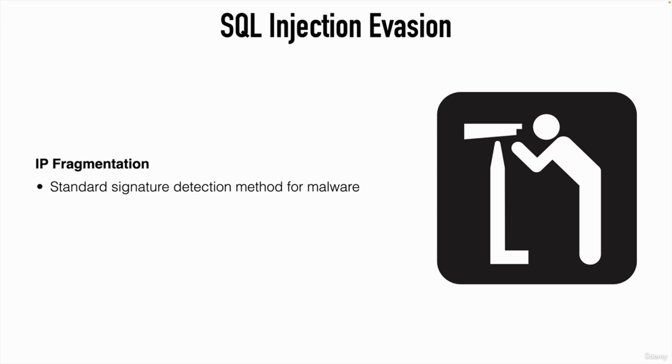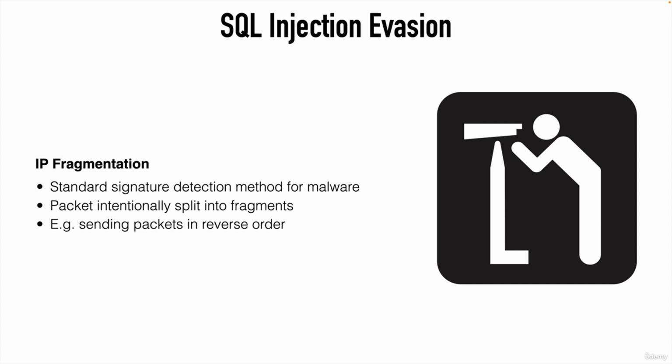IP fragmentation applies to more than just SQL commands, and in fact, this is a common attack tactic in general for all types of malware. This is where an attacker intentionally splits a packet into multiple fragments and sends those fragments maybe in a different order. They might send those in, for example, in reverse order.